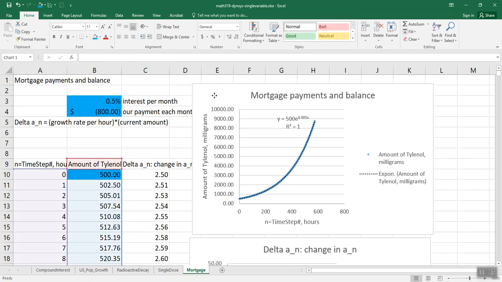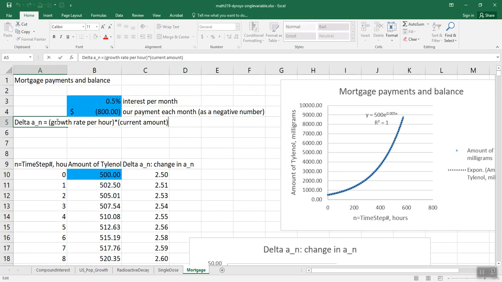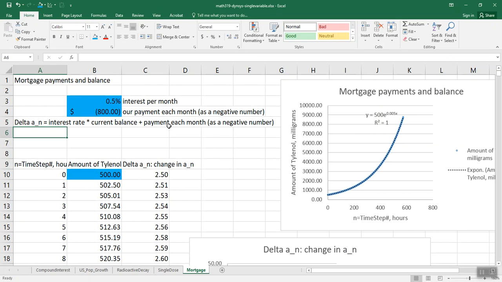And our delta formula is different now. It's the interest rate times the current balance, which is basically what it was before, plus our payment each month. So I could have written a minus there, but it's nicer to keep a plus. It's just nice to use pluses when you can and use a negative number to denote subtraction. So this will be time steps in months. This will be our account balance.